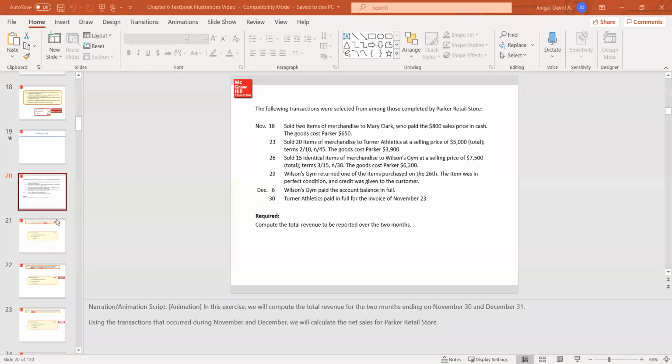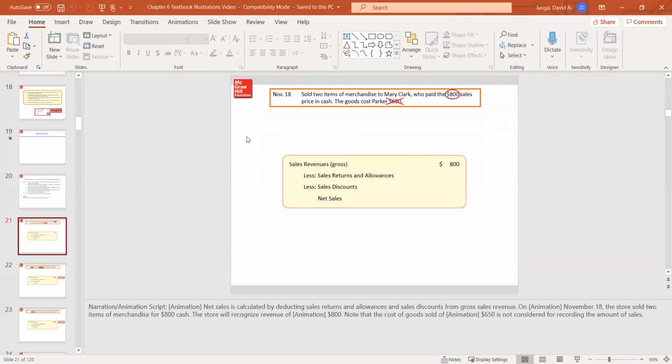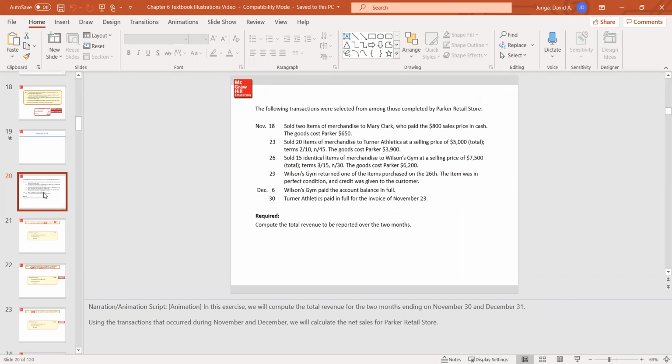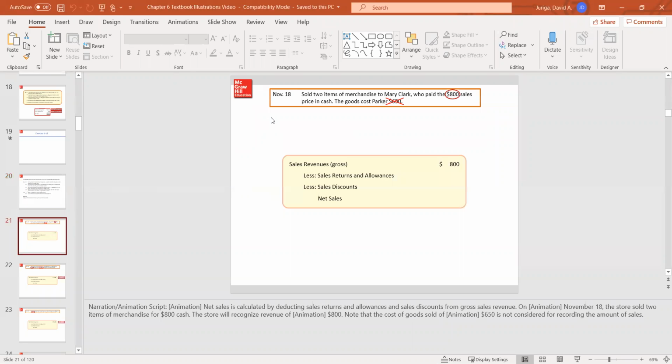So on the next slide, let's illustrate this. So again, this is on the 18th. And on this one again, you notice it says we sold 2 items of merchandise to Mary Clark, who paid the $800 sales price in cash, and the goods cost Parker $650. So of course we know that that $800 would be part of your gross revenue.